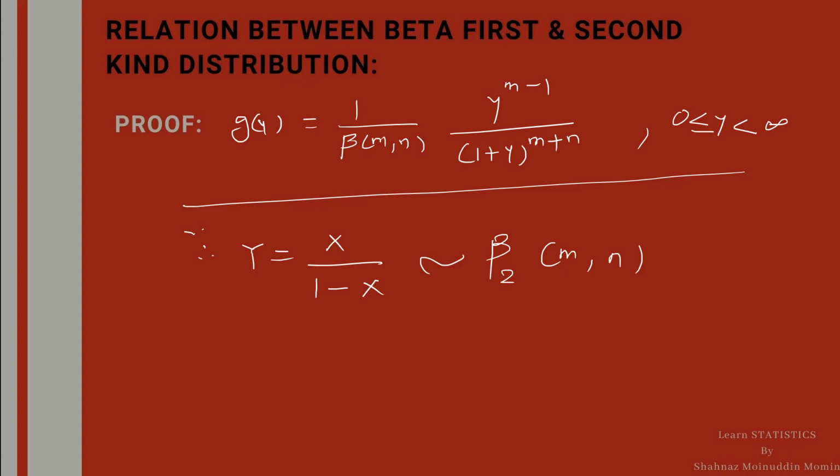Therefore, if we are given a variate x which is beta first kind, then x by 1 minus x is beta second kind. This is the relation between beta first kind and second kind. If x is beta first kind, then x by 1 minus x is beta second kind. In this way, in this lecture, we learn the relation between beta first kind and second kind distribution. Also, we derived their relationship by obtaining the PDF of x by 1 minus x.